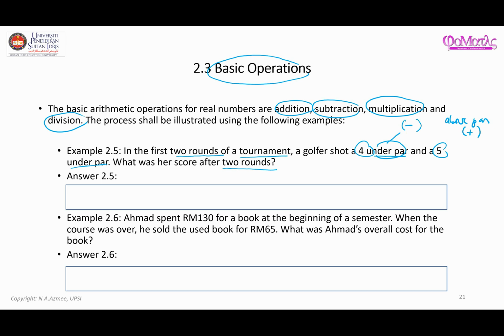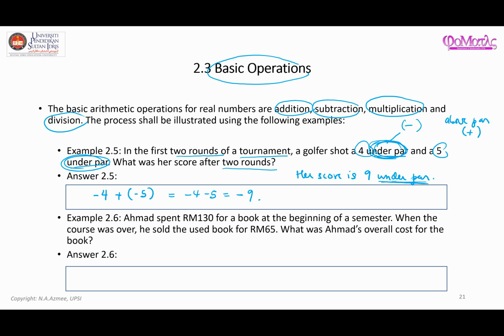So when we come up with the basic operation of this example, it's going to look like this process: we have -4 plus -5. The negative sign here demonstrates that the result is under par. So if you add them up together, it's -4 minus 5, which is -9. The answer -9 can be translated into a sentence: her score is 9 under par. So the negative sign is representing the fact that it is under par. Her score is 9 under par.